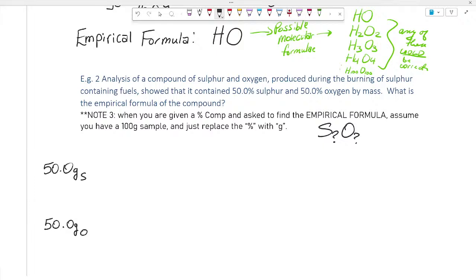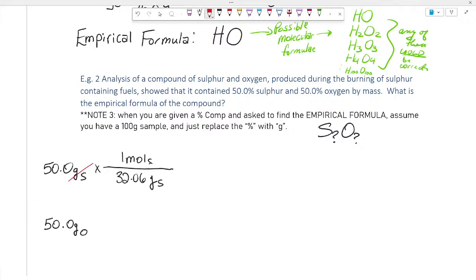All right, can we take a look at this? How do I approach the 50 grams of sulfur? What do I do with it? Do that analysis thing, and then put 1 mole at the top, and then 32.06 grams on the bottom. Great. Moles of what? Grams of what? Sulfur.